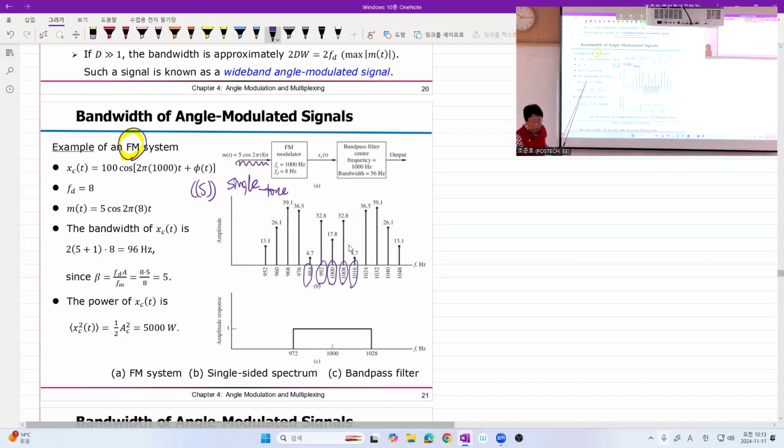Got it? And our rule of thumb says what is the bandwidth? Our rule says 2 times, and here m of t is 5 times cosine. So this 5 serves as beta here, right? And you have this 8 here. So 96 hertz. Let's see, where is 96 hertz? So 1000 plus minus 48, right? So 48, this is 2 times 48, right? 96. Yeah. So of course, there are many other terms.